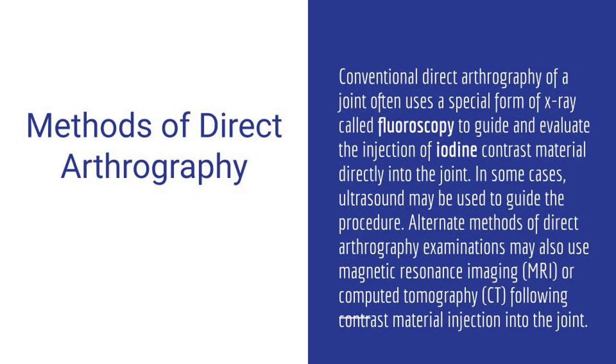Methods of direct arthrography. Conventional direct arthrography of a joint often uses a special form of X-ray called fluoroscopy to guide and evaluate the injection of iodine contrast material directly into the joint. In some cases, ultrasound may be used to guide the procedure. Other methods of direct arthrography examinations may also use MRI or CT following contrast material injection into the joint.